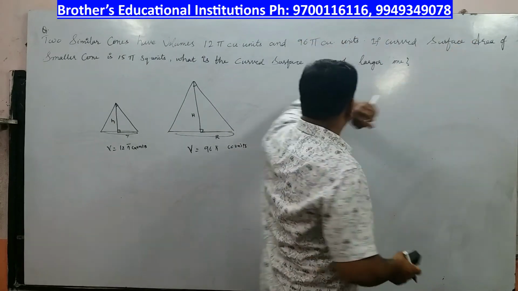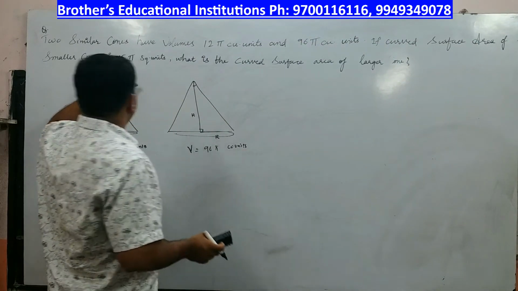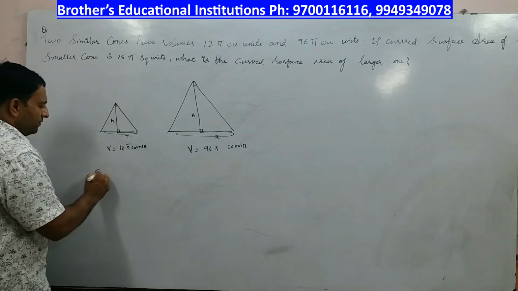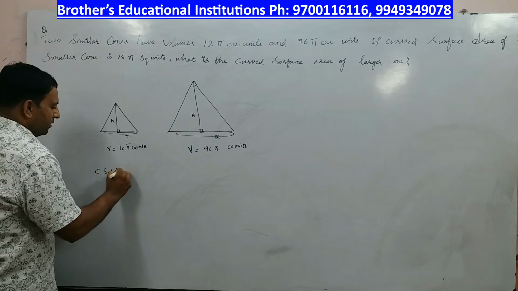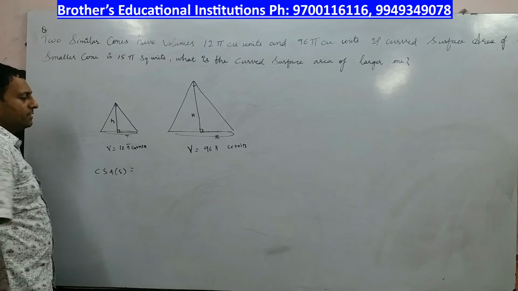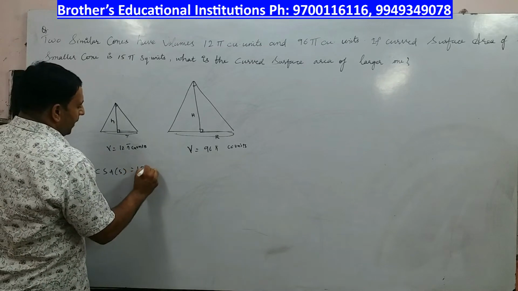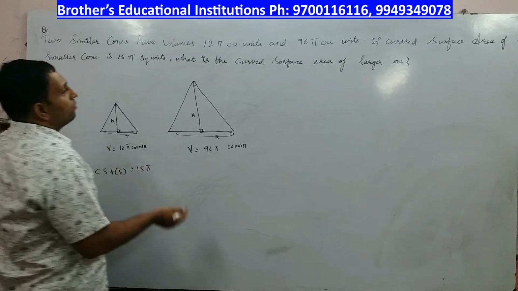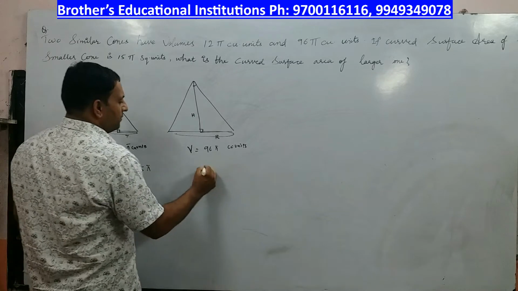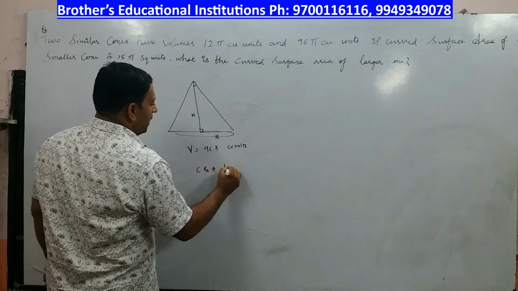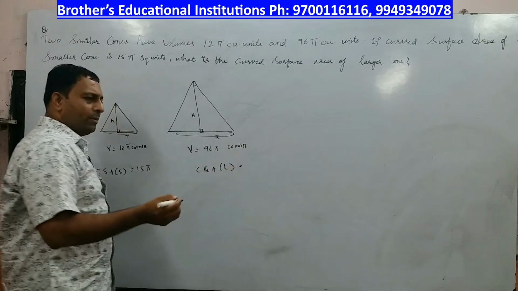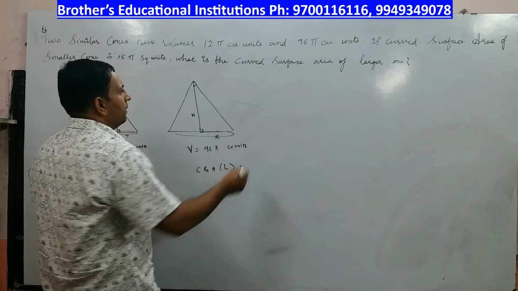If the curved surface area of the smaller cone, I will say brackets S stands for smaller, is 15 pi, then what is the curved surface area of the larger cone? All right. Now what am I going to do?